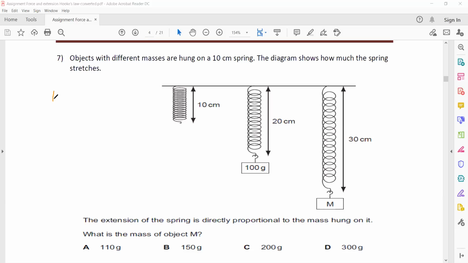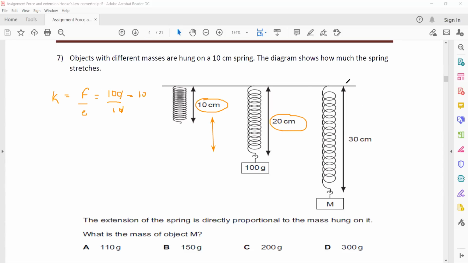First, I can find the value of K. How to find the value of K? Force divided by extension. For example, the first spring, the force is 100. And what is the extension? Originally it is 10 centimeters and then it is 20 centimeters. So how much is the extension or change in the length? It's 20 minus 10, which equals 10. So K equals 10.